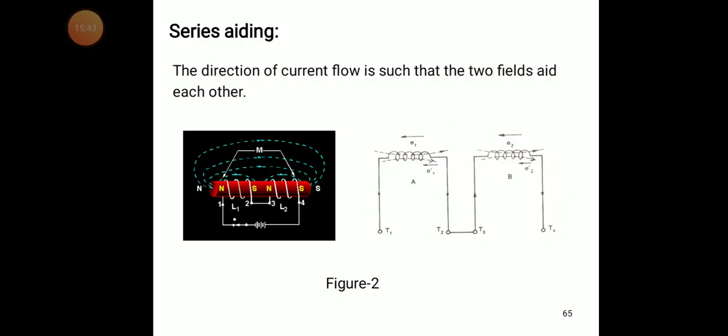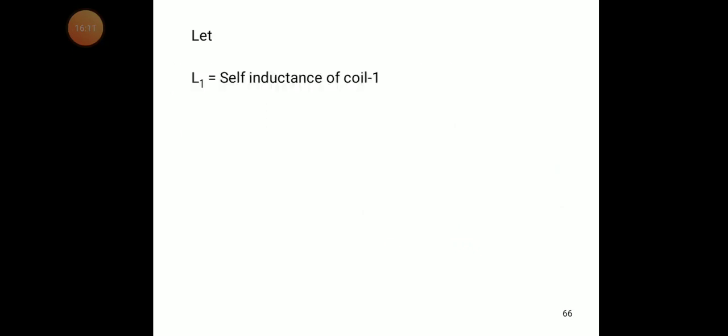You can see the diagram. Two pictures are given, coil A and coil B. The direction is the same, from T1 to T4; the direction of current is the same as in the first coil. So the induced EMF in the first coil and the induced EMF in the second coil are both additive. So the mutual inductance gets added here.